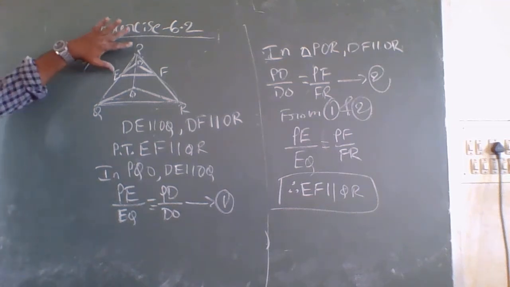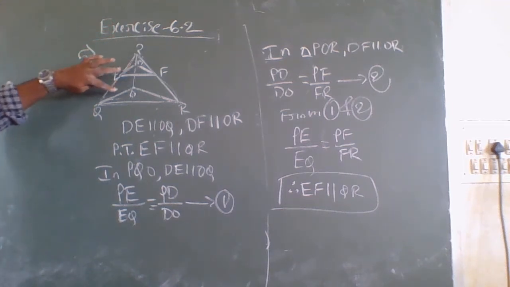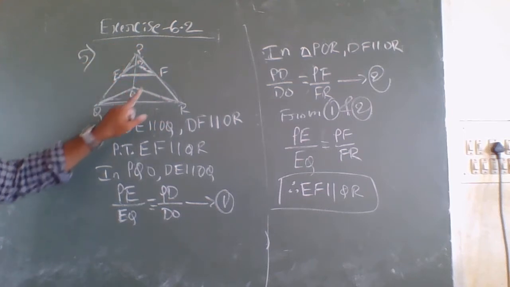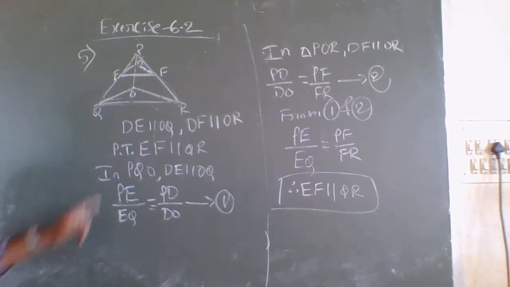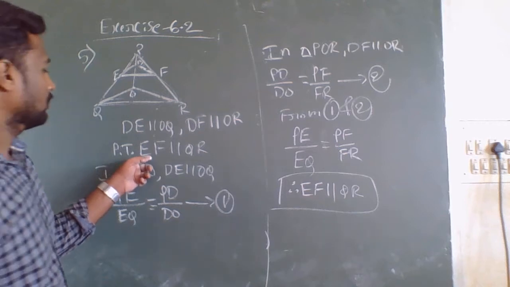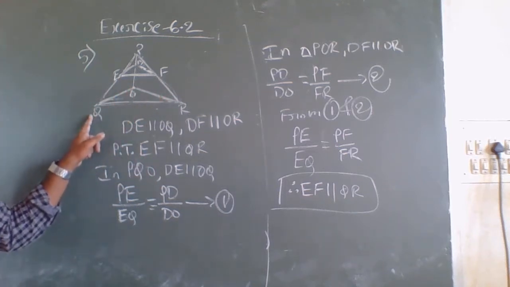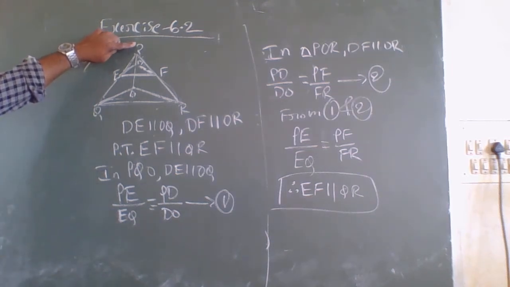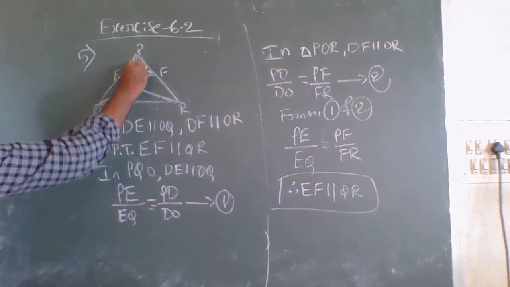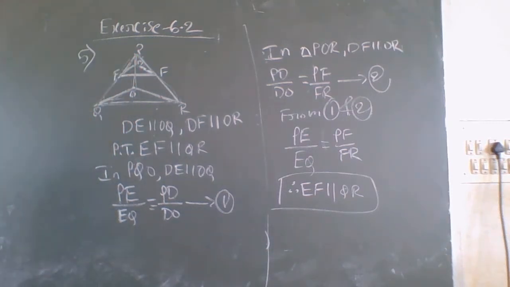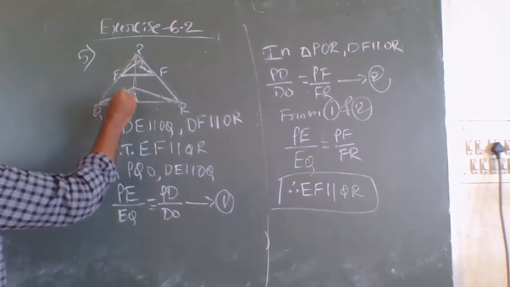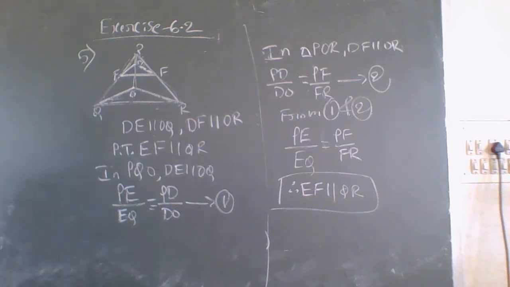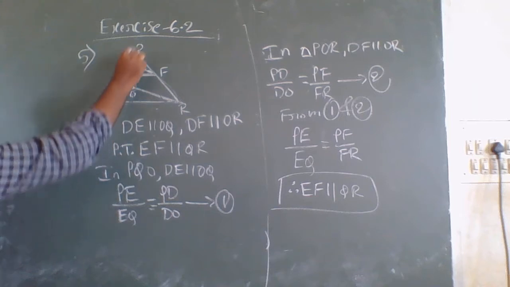See here again. Here DE is parallel to OQ, and DF is parallel to OR. And what they have asked is to prove that EF is parallel to QR. To prove this, first I will consider triangle PQO. Here DE is parallel to OQ. By using the proportionality theorem, we can write PE by EQ is equal to PD by DO.